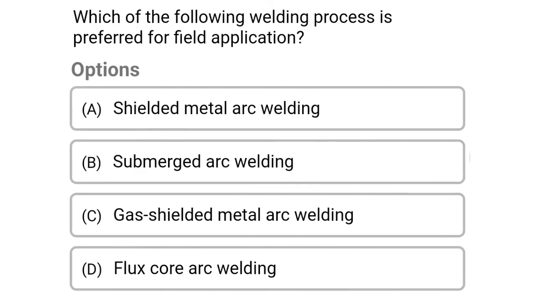So next question, which of the following welding process is preferred for field application? Option A shielded metal arc welding, option B submerged arc welding, option C gas shielded metal arc welding, option D flux core arc welding. So the correct answer is option A shielded metal arc welding.